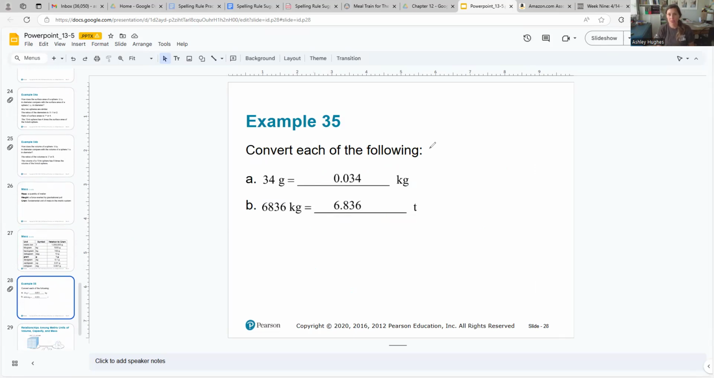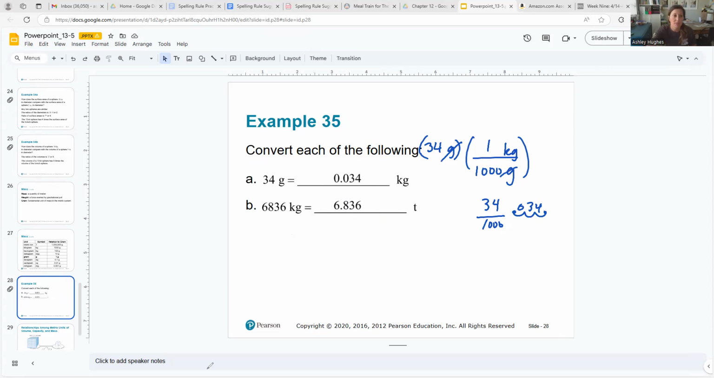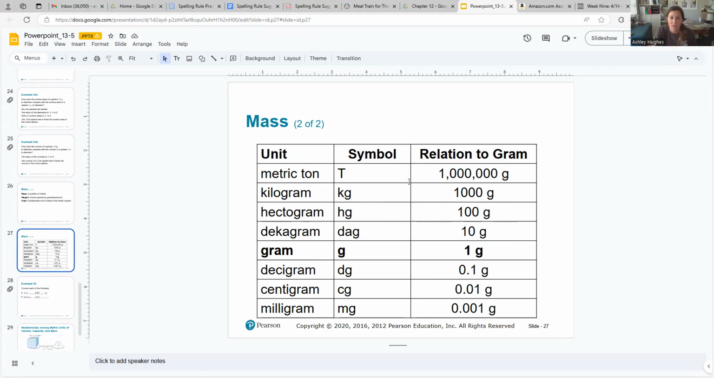So if I write that out, 34 grams, and then I'm going to put the grams down here. I'm going to figure out how many kilograms, well, there's 1,000 grams in 1 kilogram. And so these grams cancel, and then you get 34 divided by 1,000 as your answer, which basically means you're going to take that decimal and move it over 1, 2, 3. So that's how you get 0.034. And then kilograms and tons. 1 ton is 1,000,000 grams, and 1 kilogram is 1,000 grams.